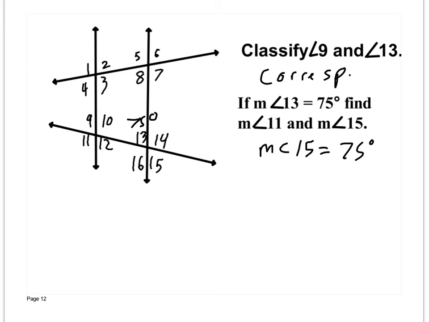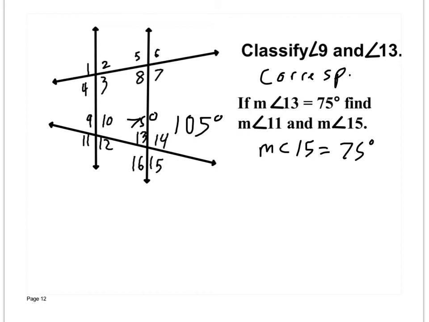Then what I've got to do is figure out what 11 is. Well, I can't use alternate interior angles because 13 and 11 are not. I can't use alternate exterior and I can't use corresponding. So instead I've got to figure out the measure of one of these angles they're not asking for. How about 14? Could I figure out what 14 is? Yes. Okay, 13 and 14 are supplementary angles. What do they add up to? 180. So what's 180 minus 75? So you're telling me angle 14 is 105 degrees.